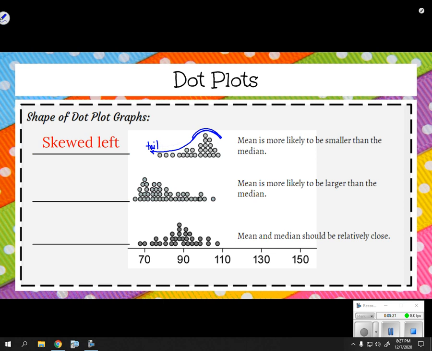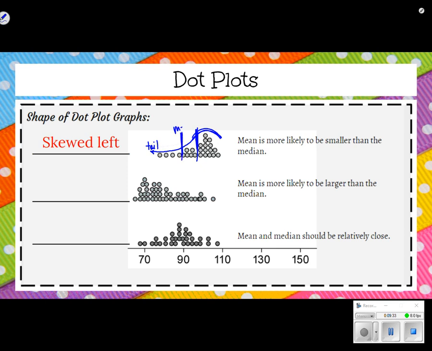And what skewed left means is that the mean is more likely to be smaller than the median. So the median might be somewhere in here, and the mean, that means we've got some lower numbers, might be pulled down when we look at those values. Because we have lower numbers dragging that to the left, the mean would be smaller than the median. All right, if I look at the middle one, most of my data is on the left, so my tail is going off to the right, and that means that it is skewed right, and the mean is more likely to be larger than the median.